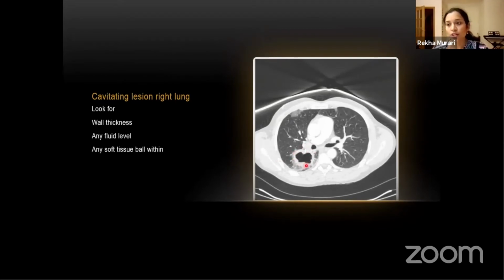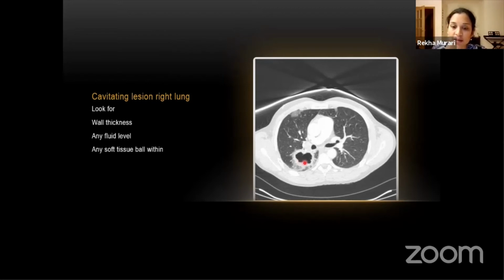So when you're dealing with a cavitating lesion, the questions you need to ask and look for is, is it single, or are there multiple cavitating lesions? And when it is single and large like this, you have to look at the borders to see if it is thick-walled or thin-walled, because there are three things that can present as a single large cavitating lesion: carcinoma, abscess, and TB.